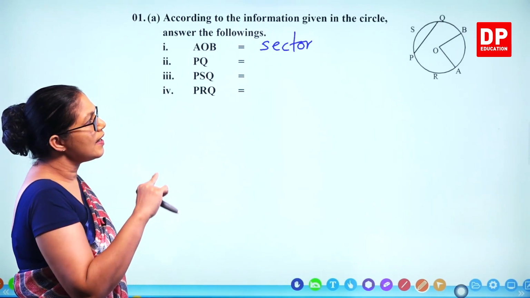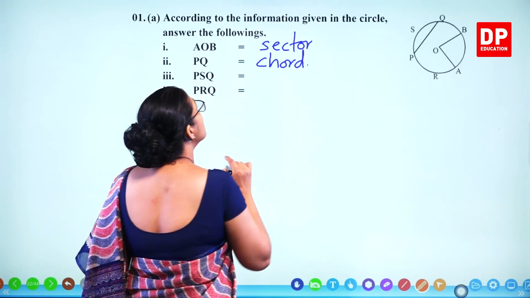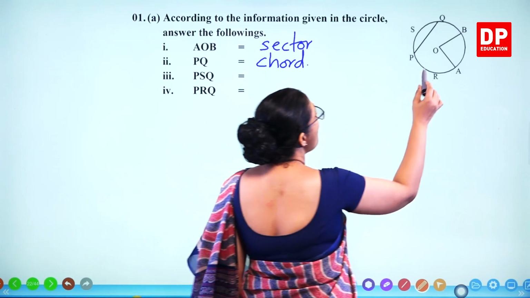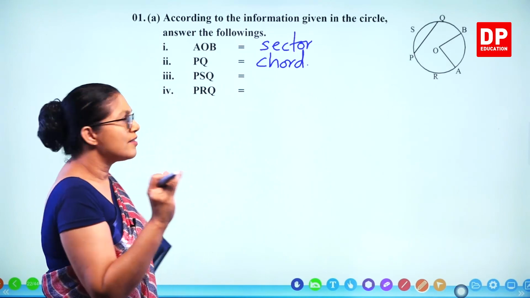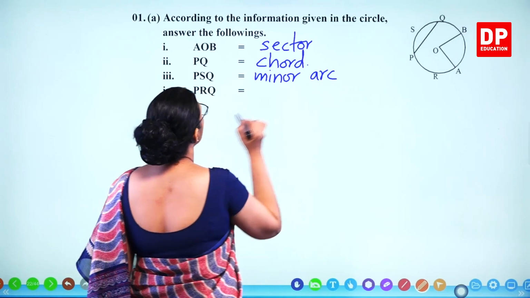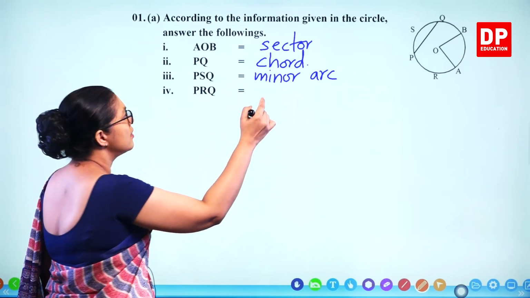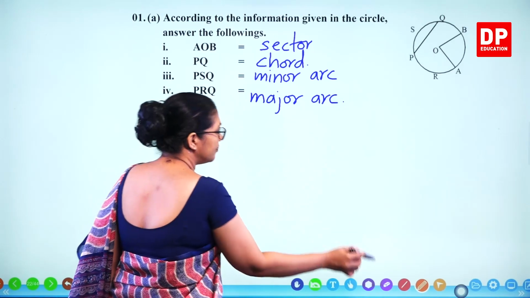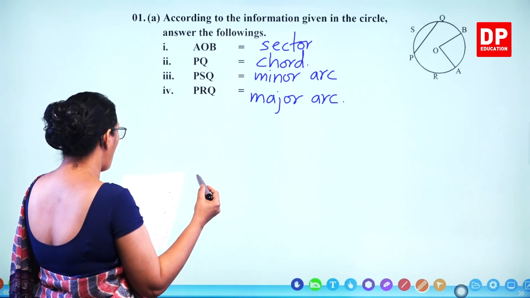PQ. PQ is a chord of a circle. So the largest one is the diameter. PSQ. So this one, that's an arc. Smaller one. So we say minor arc. PRQ. PRQ is the bigger one. That's also arc. So what you call that? That's major arc. For this one, you are getting 4 marks.